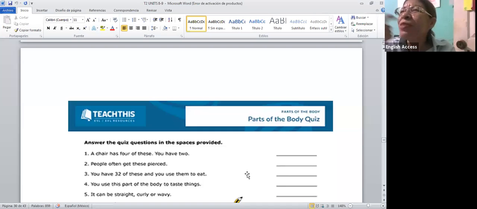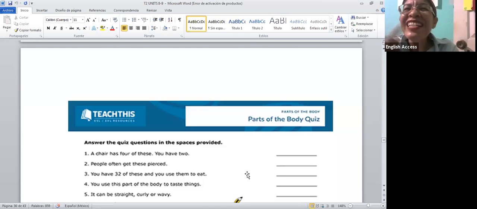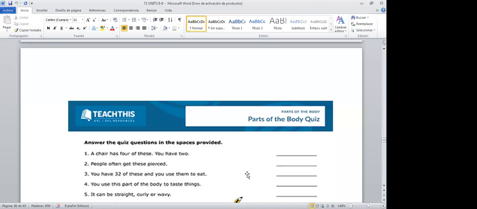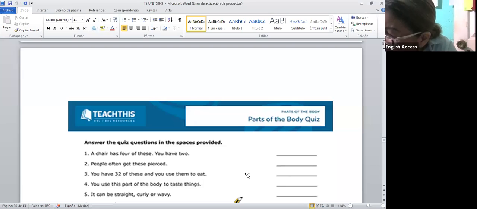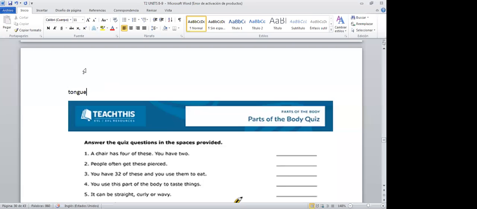It's inside your mouth. What is it? How do you say? How do you say what? Lengua. Tongue. I'm gonna put it here. It's your tongue. Your tongue. Okay. It's here.